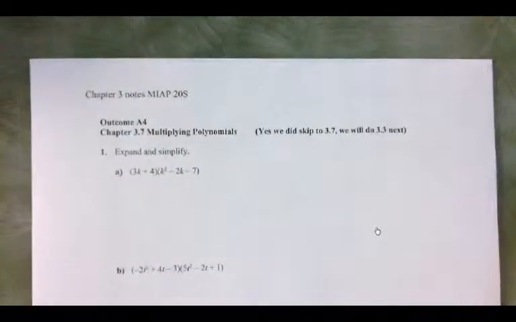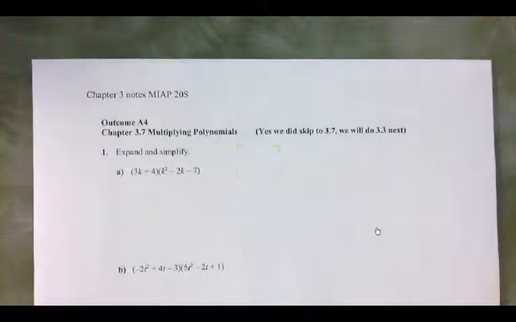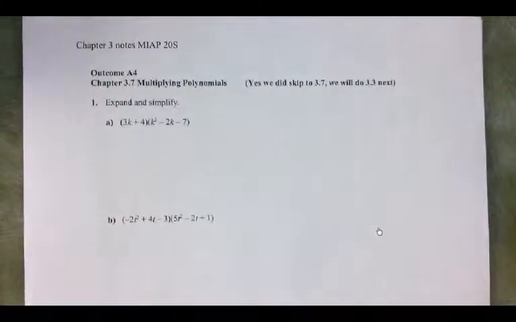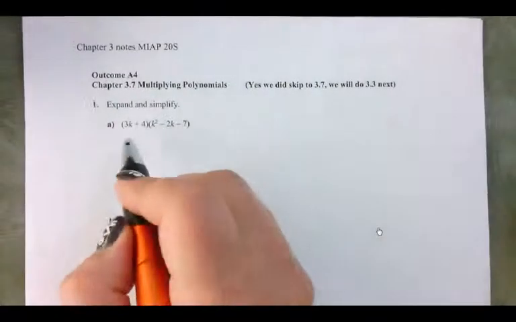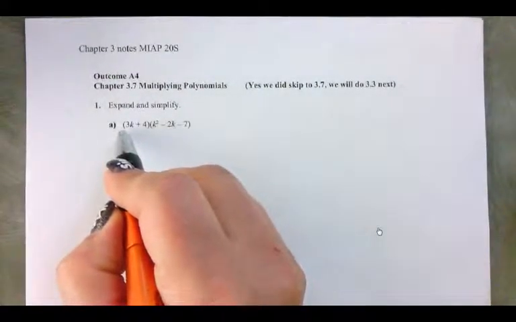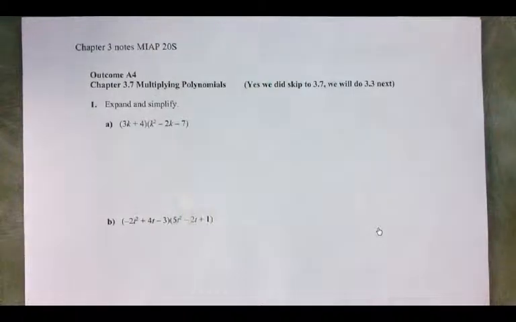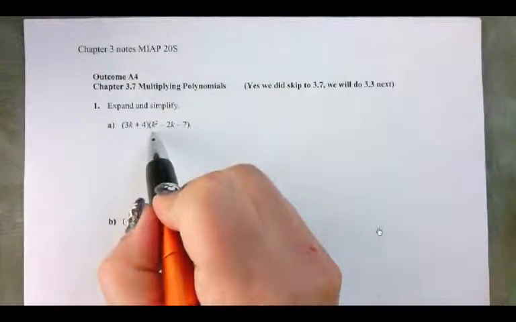Have you guys heard of the distributive property before? So the distributive property says you take every term in the first polynomial and multiply it by every term in the other, either binomial, monomial, or trinomial. In this case right here, we've got a binomial and then we've got a trinomial.